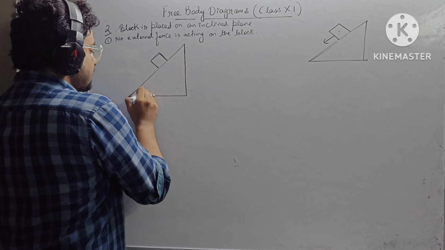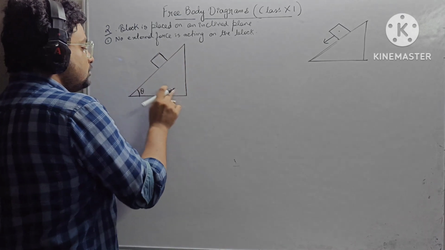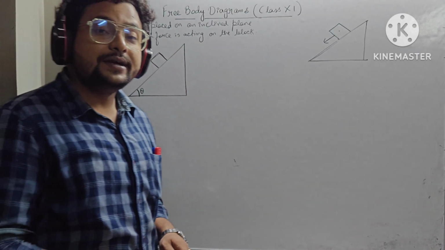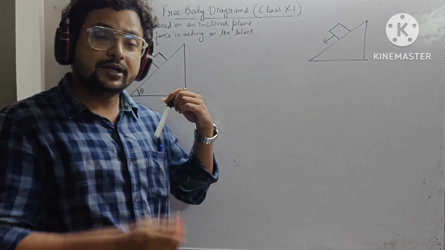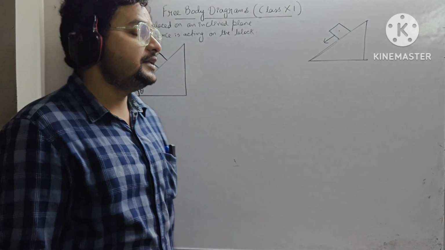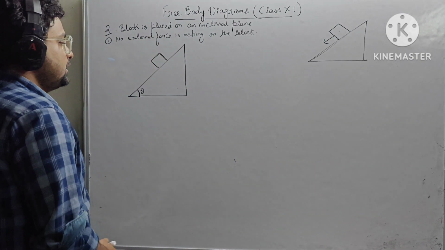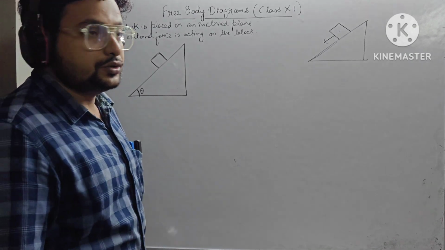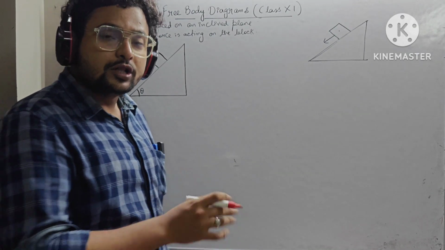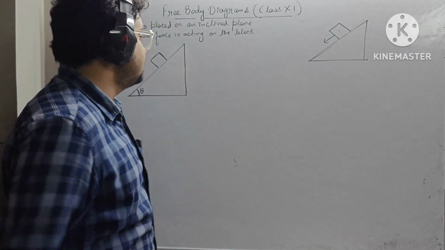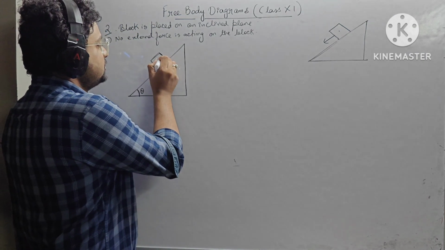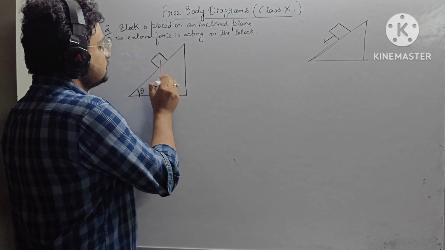Now this angle is theta, which is known as the angle of inclination of the inclined plane. Over here, first you have to mark all the forces that are acting on the body. So this is the weight mg of the body.